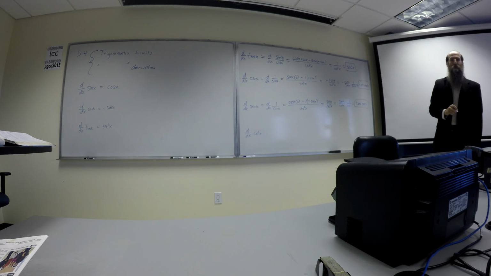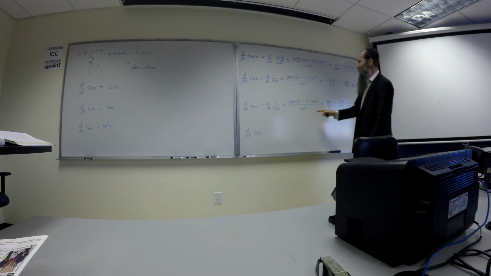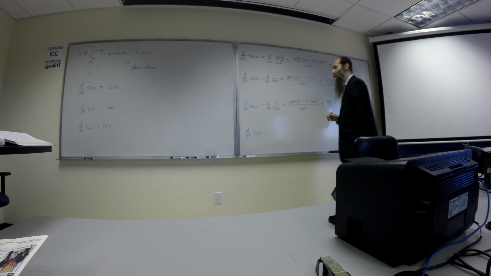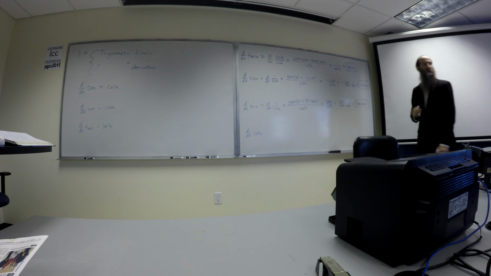Wait, where did the sign come from? The derivative, right, this is bottom times derivative of the top minus top times derivative of the bottom. Okay. Do I go too fast?